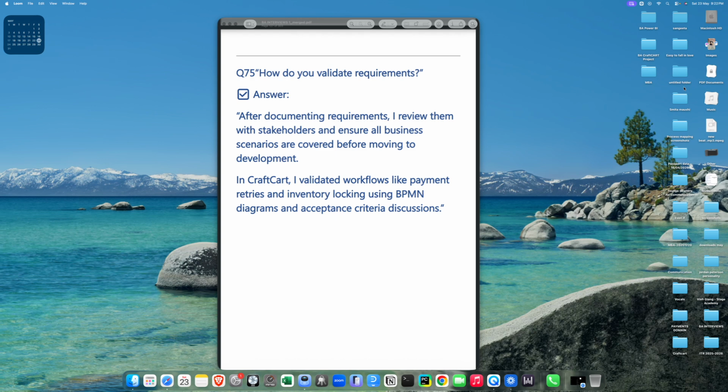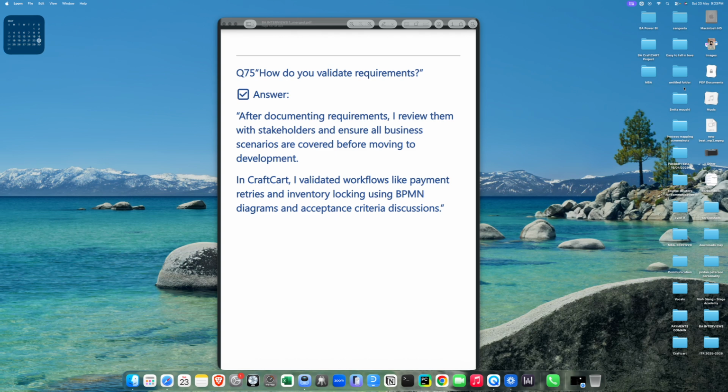In my CraftCart project, I validated workflows like payment router handling, inventory reservation locking, seller confirmation, and order failure scenarios, using BPMN diagrams and acceptance discussions. For example, before finalizing the payment workflow, I ensure scenarios like successful payment, payment failure, automatic retry, alternative gateway retry, and cancellation handling.